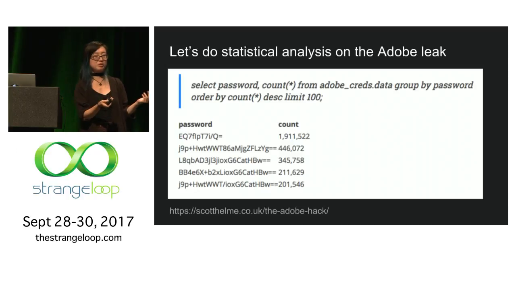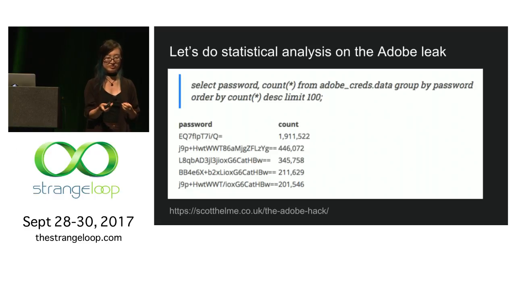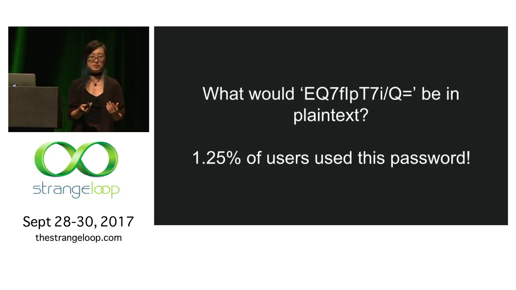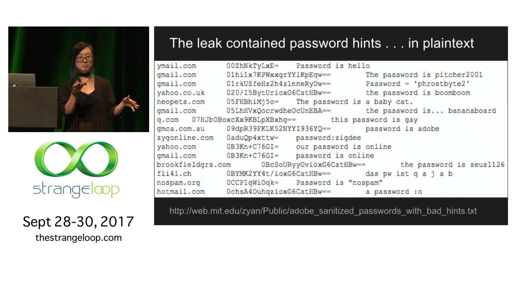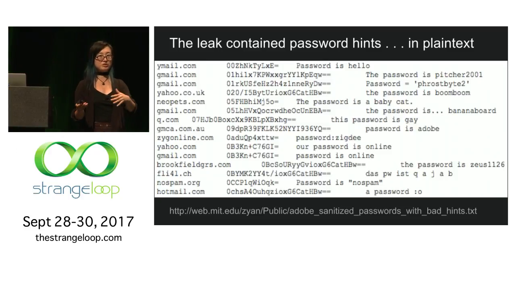Yeah, I would have guessed password, but it turns out the password length requirement was 6, so it was 1, 2, 3, 4, 5, 6. So 1.25% of users use this password. We already have some good guesses to what it could be. But the reason I know it was 1, 2, 3, 4, 5, 6 is because the leak contained password hints available to you in plain text. So Adobe didn't think that users would just put their password in a password hint.